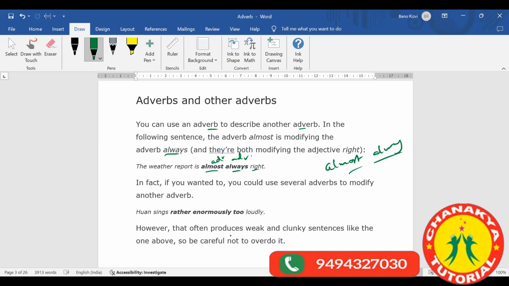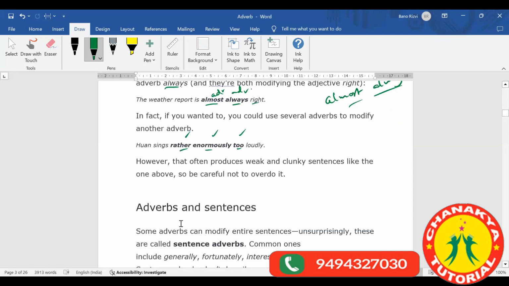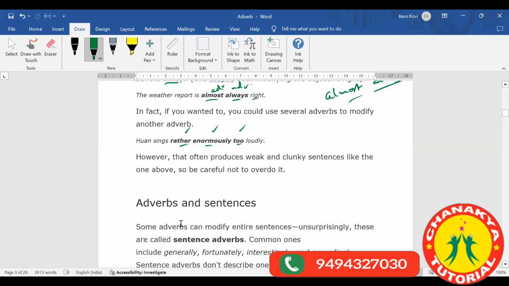Now, in fact, if you wanted to, you could use several adverbs to modify another adverb. Now we have three adverbs here, right? Juan sings rather enormously too loud. So we are using three adverbs here. However, this often produces weak and clunky sentences, so it is not very practical.